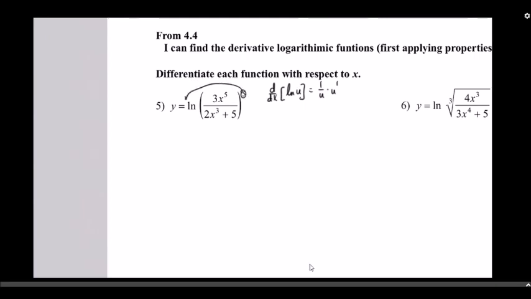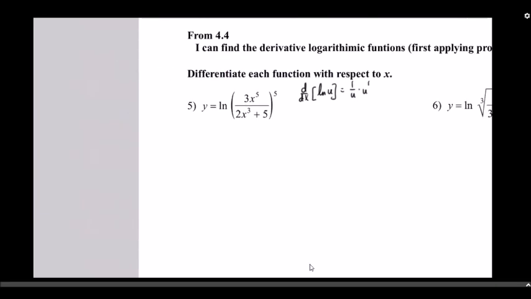So starting with this exponent, we can move it down in front of the logarithm. So we're not even taking derivatives yet. I'm just rewriting the equation: y equals 5 times the natural log of this whole thing.